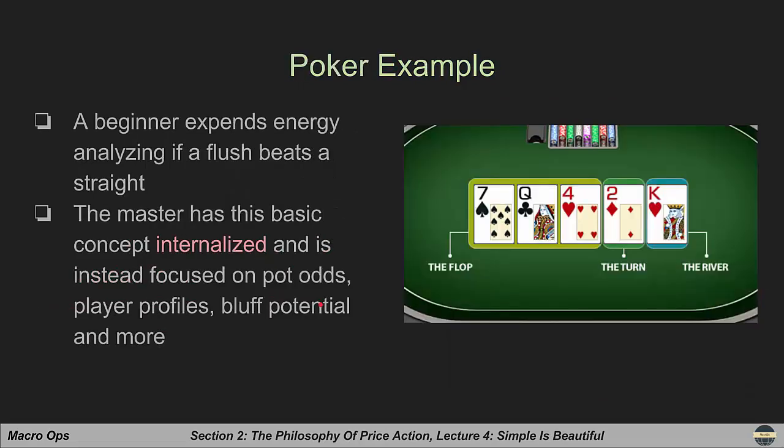Another example, poker. The beginner's expending energy analyzing whether a flush beats a straight, and the master has that kind of stuff already internalized, and instead he's looking at the board, he's looking at the players, he's calculating pot odds, he's looking at player profiles. Is this person aggressive or conservative? What is my hand equity? What is my bluff potential for this particular hand? And that's what we want to get to when it comes to charting.